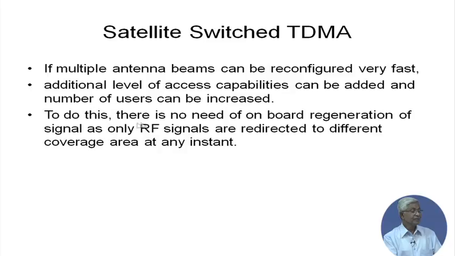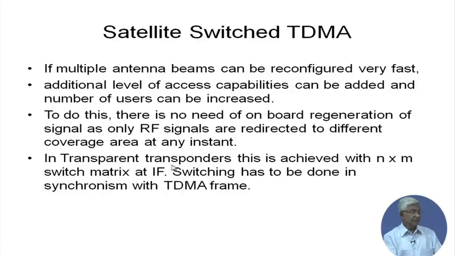And to do this, there is no need for onboard regeneration. Here the signals are only RF signals redirected from one beam to another beam, one coverage area to another coverage area at any instant of time. Since they are being switched in terms of time, the RF signal can be brought back at the IF level and switched. So switching at the RF or IF level is enough. You don't have to come down to regenerating the bits and then redirecting, that is, demodulation and modulation are not required. In a transparent transponder, therefore, onboard processing is not used in this case.